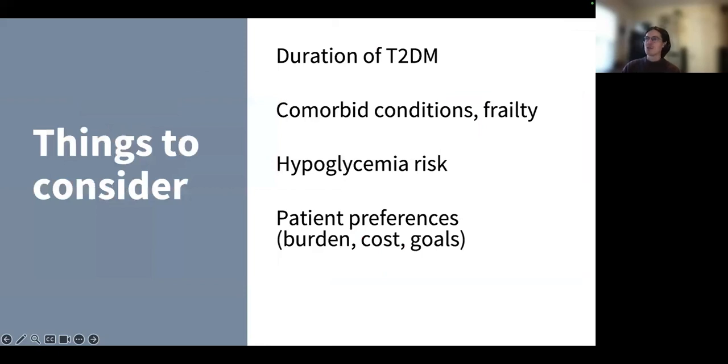Obviously, in developing treatment plans and setting goals, we need to be thinking about individuals. And again, I think that's something we all know. So we want to be thinking about things like, how long has a person had type 2 diabetes? What other health conditions do they have? What is their individual risk of hypoglycemia? What are their goals of care? Are they concerned about treatment burden? Do they have any cost considerations when it comes to their care? So all of these different factors can inform maybe what A1C range or what A1C you might be happy with.